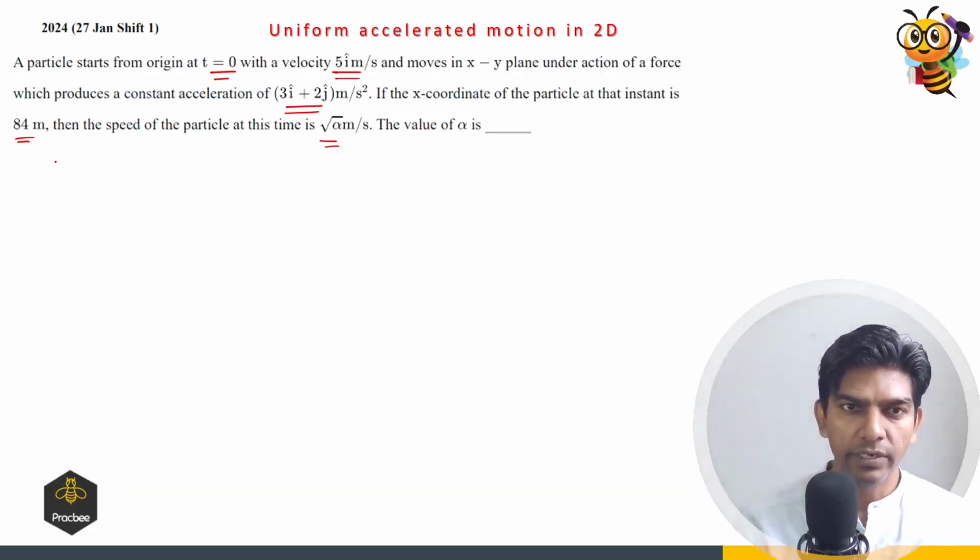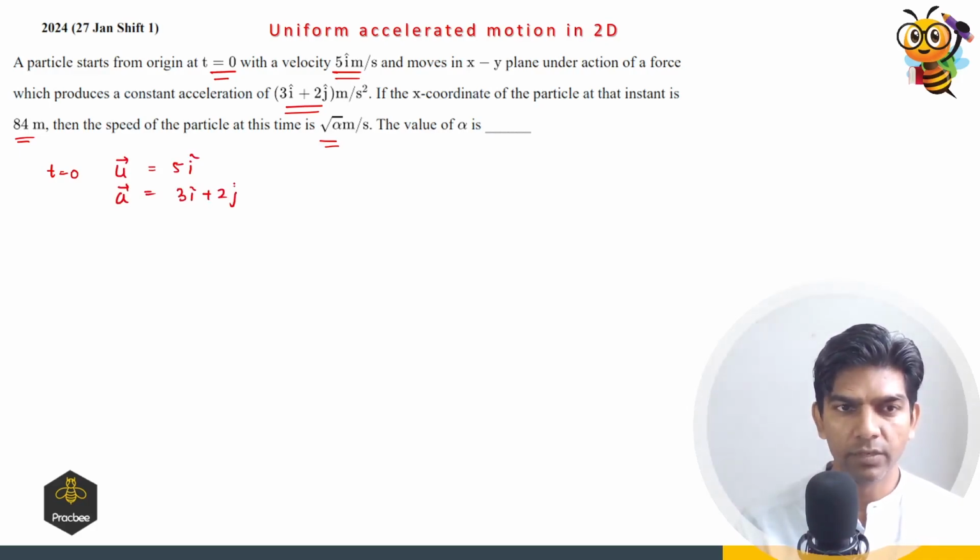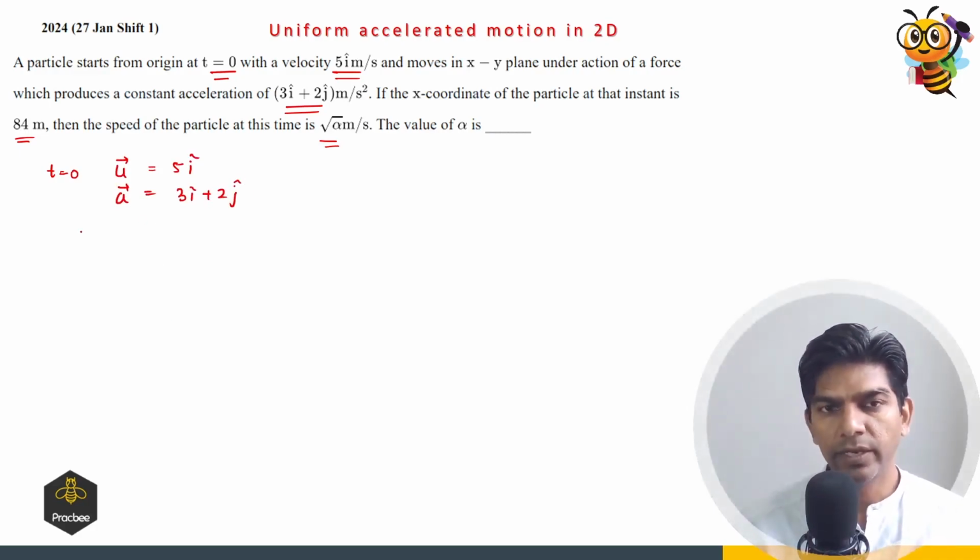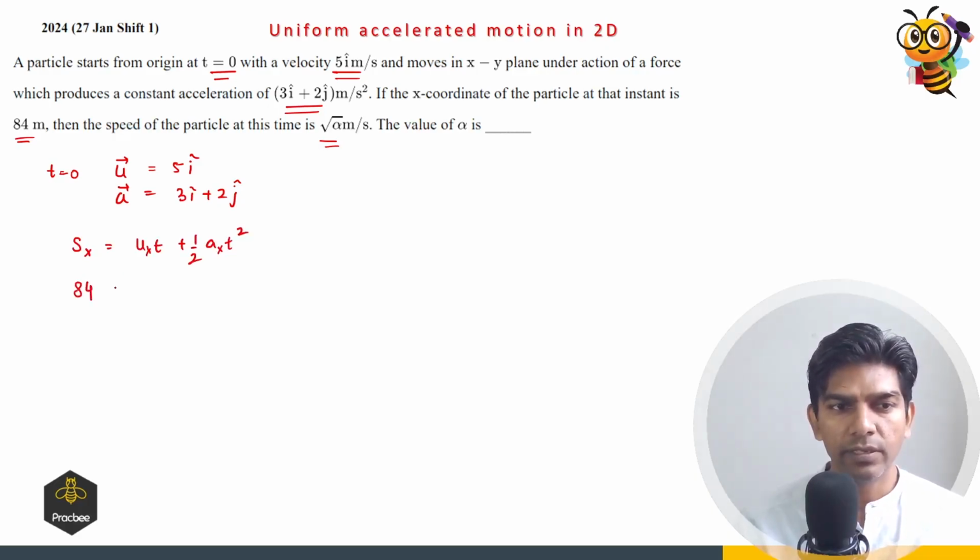Okay, let me first write down the data. So at t equals 0, we are given initial velocity, which is 5 i cap, and acceleration is given as 3 i cap plus 2 j cap. By using this data, we can find the displacement in the x direction, which will be u x t plus half a x t square. So displacement is given as 84 in the x direction. Initial velocity in the x direction is 5 times t plus half, acceleration in the x direction is given as 3 times t square.